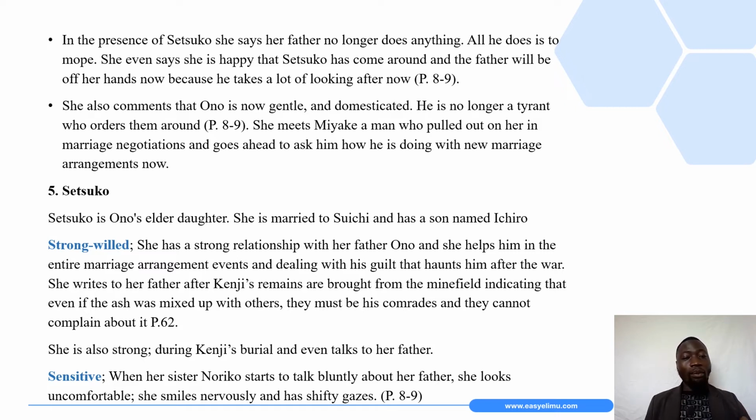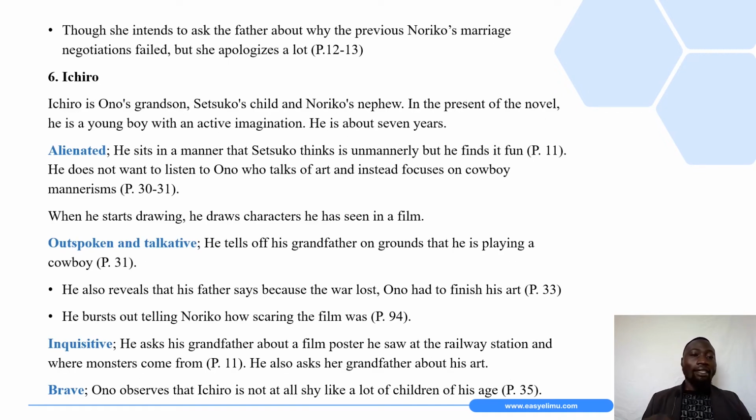Another thing about Setsuko is that she is sensitive. We are told that when her sister Noriko starts to talk bluntly about her father, she looks uncomfortable. She smiles nervously and has shifty gazes. Though she intends to ask the father about why the previous Noriko's marriage negotiations failed, she apologizes a lot.